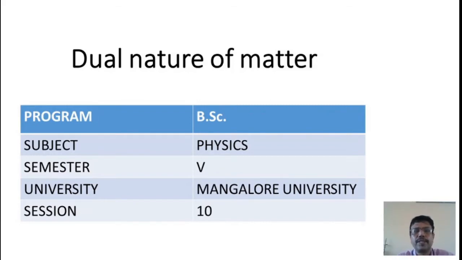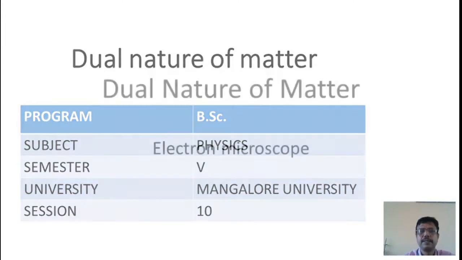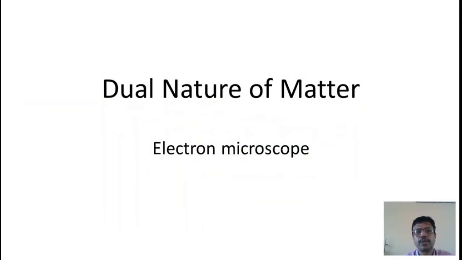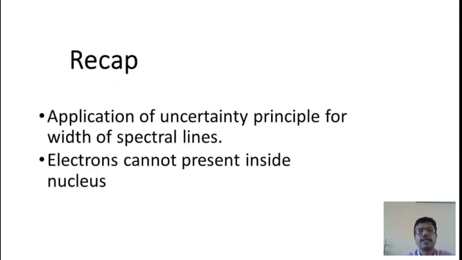Hello, the discussion is on dual nature of matter, session 10: electron microscope, the principle and working of electron microscope. Recap: application of Heisenberg uncertainty principle to determine the width of the spectral lines, 1.